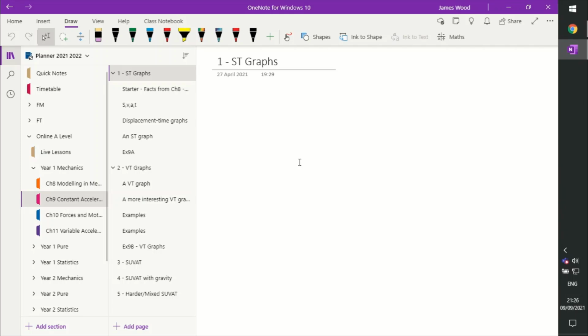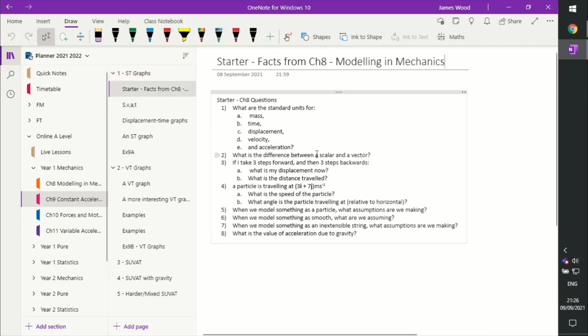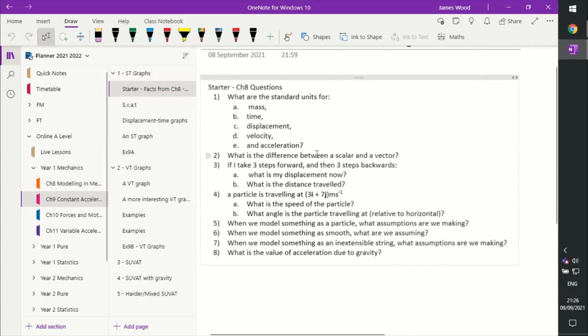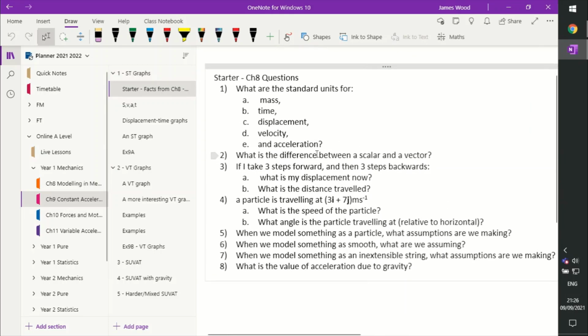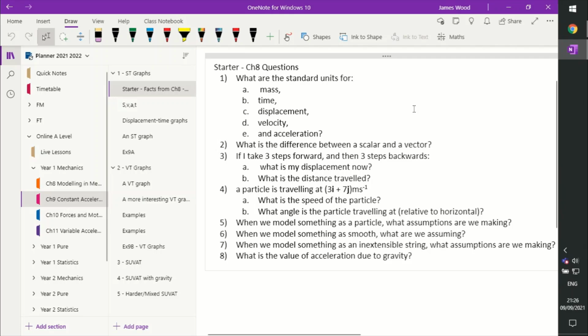I'm not going to do a lesson on it in particular, but it is worth reading through and just making some notes from some of the examples, perhaps. But I've put together some key questions from chapter 8 here that I just want to talk through, because these are all important. Now, I'll write down some of the answers, but not necessarily all of them.